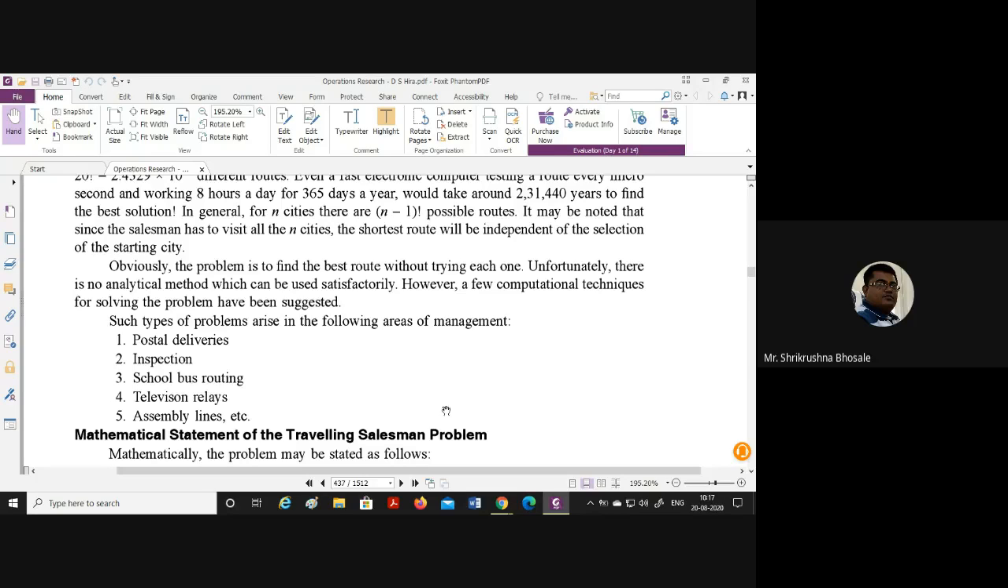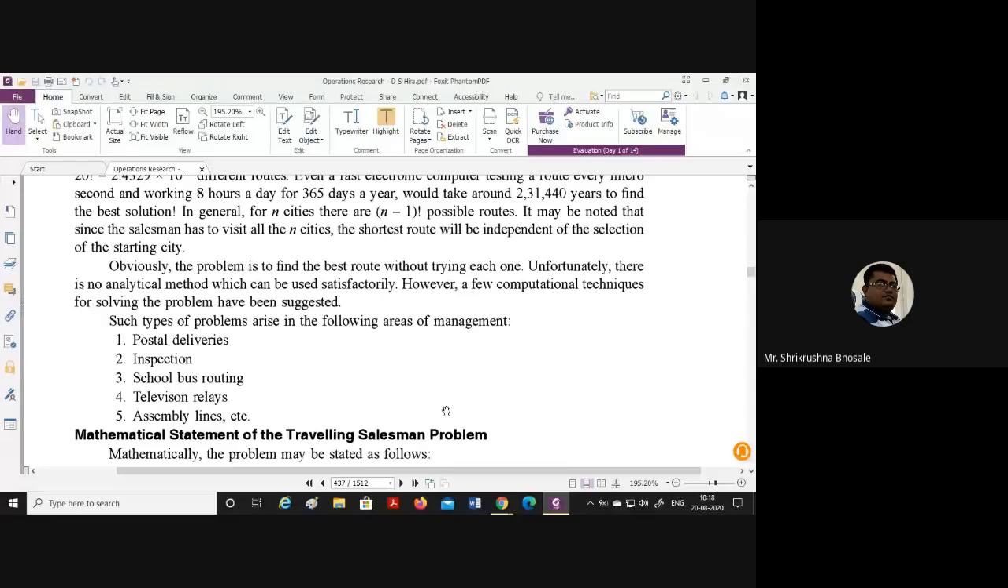Okay. So whatever the postal delivery route is, it is a little bit different, and that is defined by such an assignment problem. Then some inspection areas are there. For inspection purposes, whenever committees are coming and you want to go for inspection of different locations, they use this type of route.